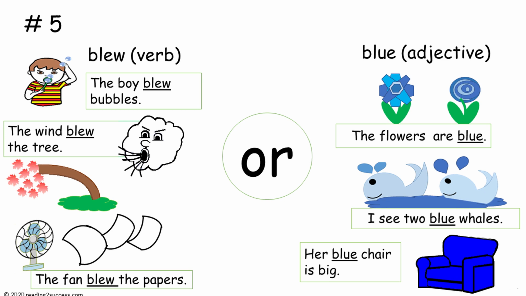Now introduce kids to homophone number 5. It is blew, the verb, and blue, the color, an adjective. So let's start with the verb. The boy blew bubbles. The wind blew the tree. And the fan blew the papers. Now we move over to blue, the adjective, telling the color of something. The flowers are blue. I see two blue whales. Her blue chair is big.